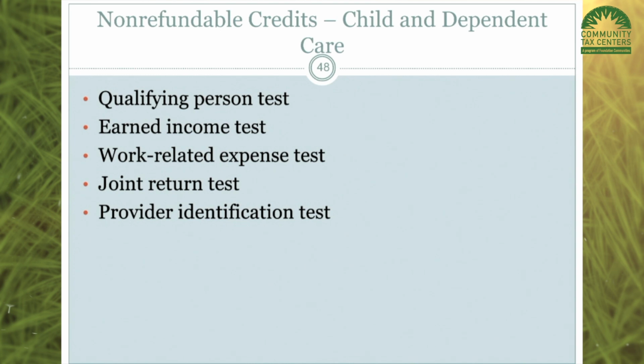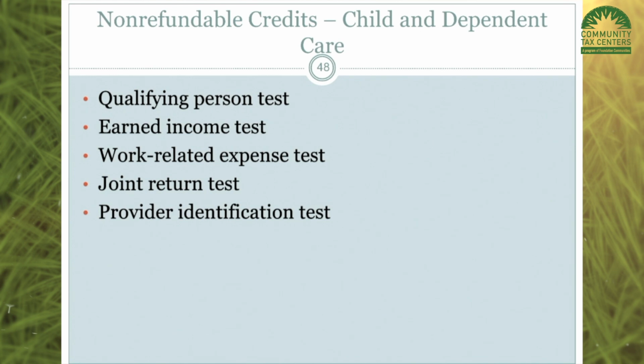Now, if the taxpayer or spouse, or one of them, is in college, they will treat that college taxpayer or spouse as having earned income. I think it's up to $250 per month. But they both have to have earned income if it's a joint tax return.